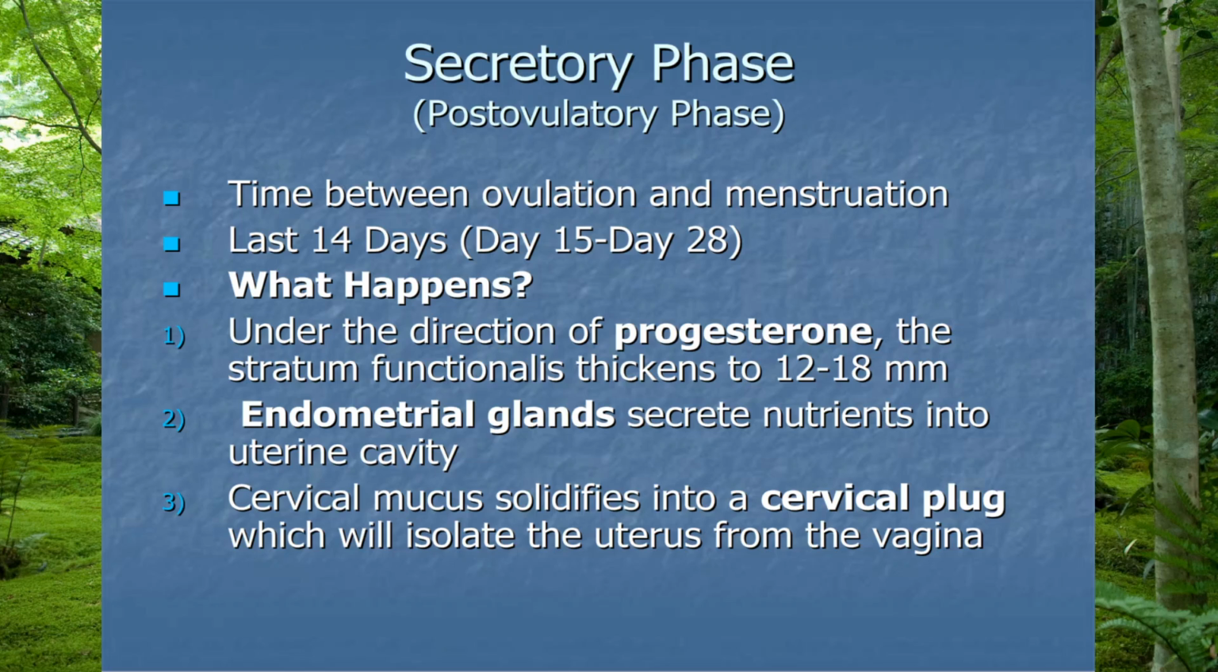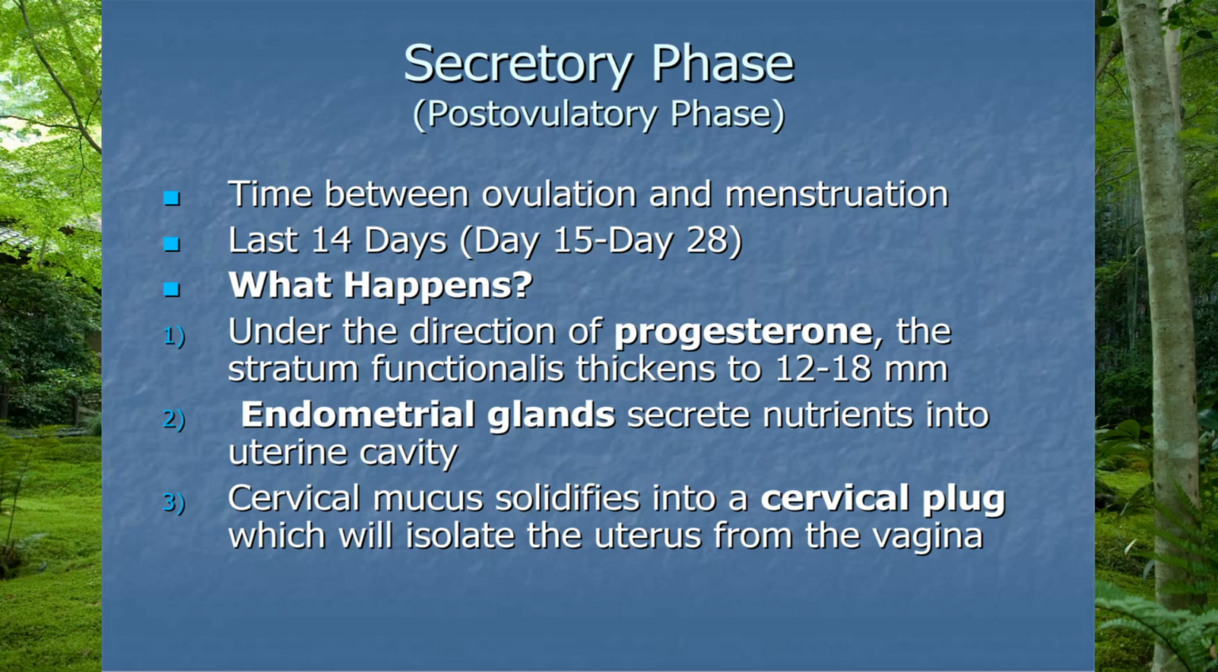And so what happens is basically under the direction of progesterone, which is coming from the corpus luteum, the stratum functionalis is going to continue to thicken up to 1 to 2 centimeters, and it's also going to grow endometrial glands, which will secrete nutrients such as glycogen into the uterine cavity. Now, soon after ovulation, the cervical mucus, which tended to break down towards ovulation, will once again become more sticky and solidify into a cervical plug. This cervical plug will isolate the uterus from the vagina.